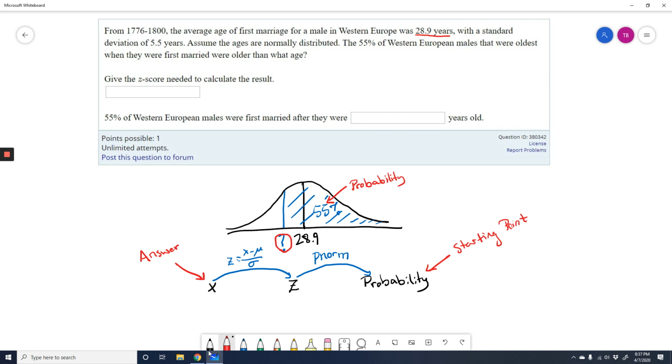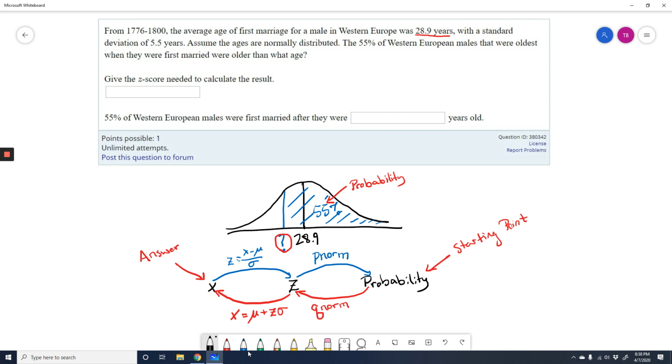So we want to do this process in reverse. To go from probability to the z, we're going to use the qnorm function because we know the probability, the p, and that's going to give us our z value. Then once we have the z value, we can find our x value using the same formula, just rearranged so that x is by itself: x equals mu plus z sigma. It's the same idea, just going in reverse.